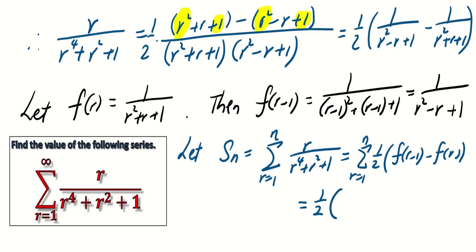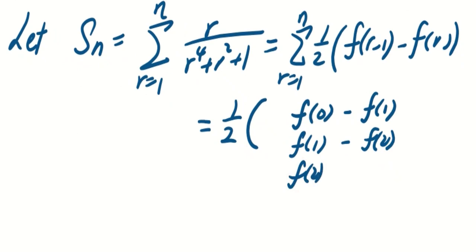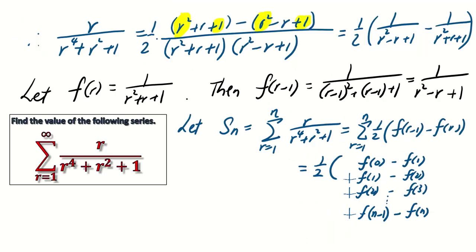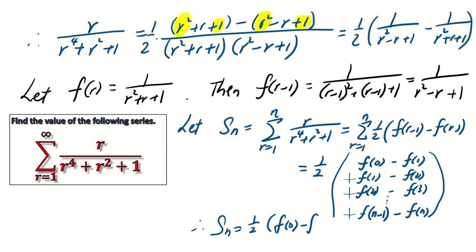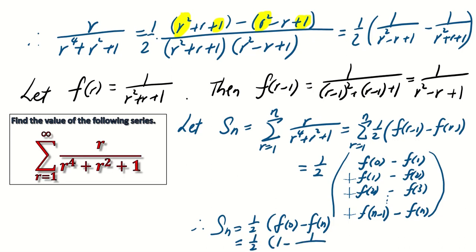When r equals 1, it is f(0) minus f(1). When r equals 2, it is f(1) minus f(2). When r equals 3, it is f(2) minus f(3). And so on until r equals n, that will be f(n minus 1) minus f(n). And finally, Sn will equal half of f(0) minus f(n). From the definition of f(r), it is equal to half times 1 minus 1 over n squared plus n plus 1.